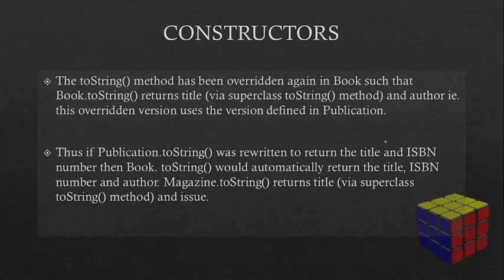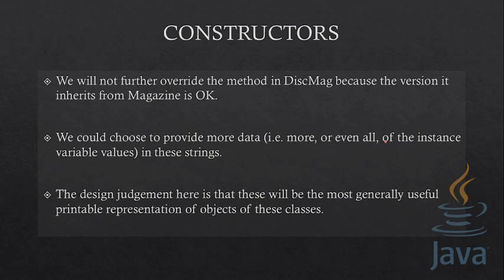Okay, so if publication to string was rewritten to return the title and ISBN, then book to string would return the title, ISBN, and author. Okay, so magazine returns title, and the issue. Yes. This one, the version inherited is okay. So we would choose to provide more data in all these strings. Usually, instead of creating a method na display information or display data, we can override the toString method.